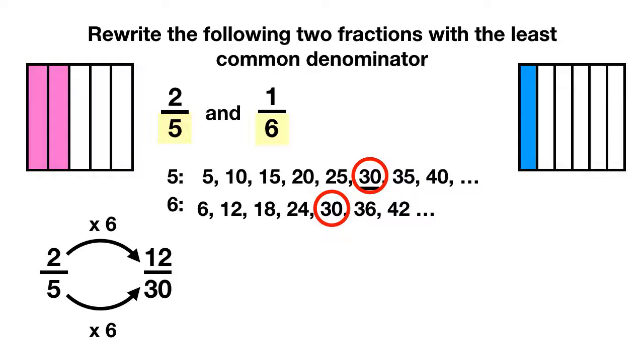In our picture, we could check that. If we take 2/5 and split it up, we find that it's equal. There are now 12 pieces out of 30. 2/5 is equal to 12/30.